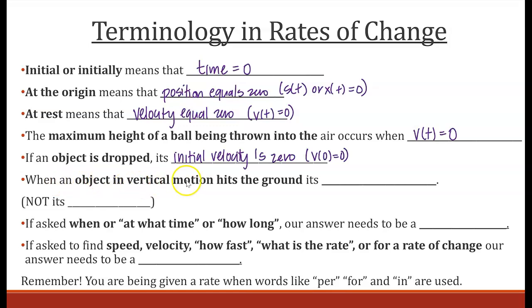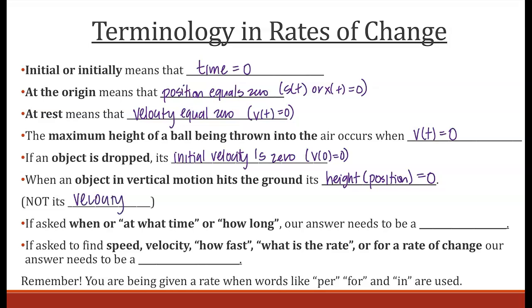When an object in vertical motion hits the ground, so think of that ball again. So we throw a ball up into the air. When it hits the ground, its height, or basically its position, is equal to 0. So if an object hits the ground, then its height is 0, right? It's right on top of the ground. There's no space there. The height from the ground would be 0. But a lot of people think it's velocity, but that's not the case. So when an object is in vertical motion and it hits the ground, its height is 0, not its velocity.